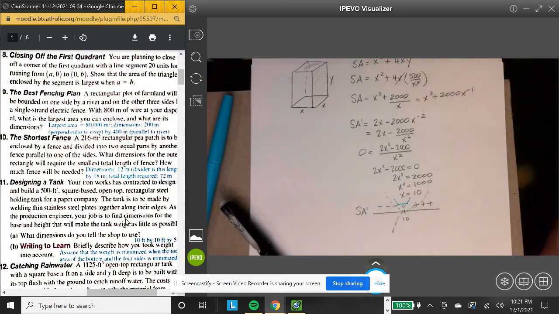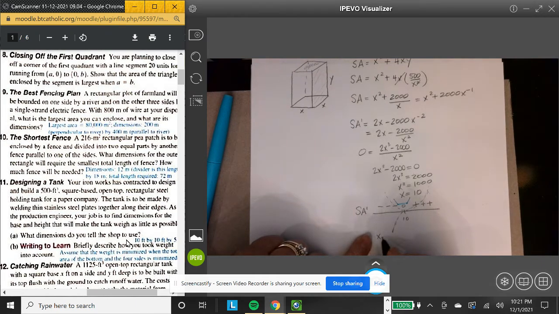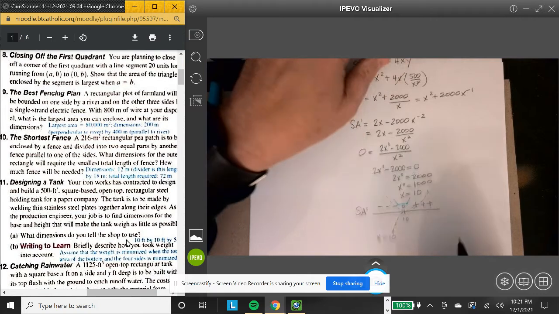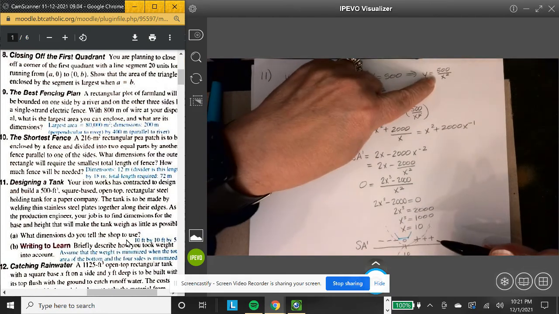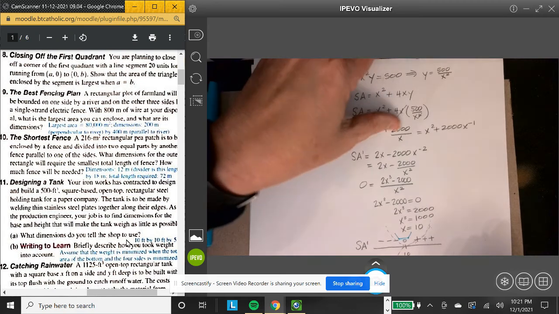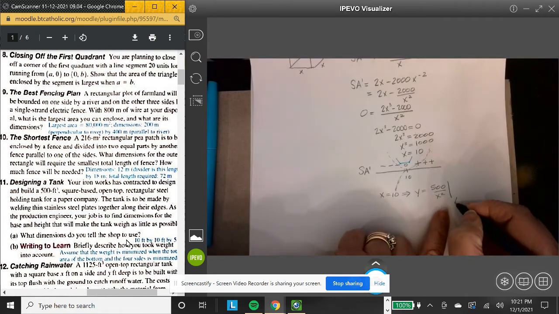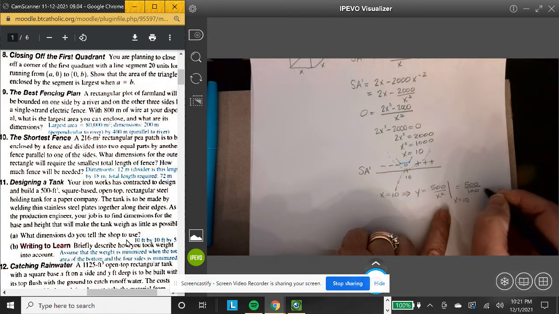Now the question we have to remind ourselves is asking, I want the dimensions that the shop is going to use. Well, so if x is 10, how do I find y? Well, you go back to the original, and in the beginning, I said y equals 500 over x squared. So we're going to go such that x equals 10. So that's going to be 500 over 100, which is 5.